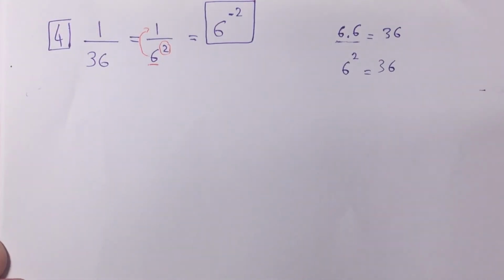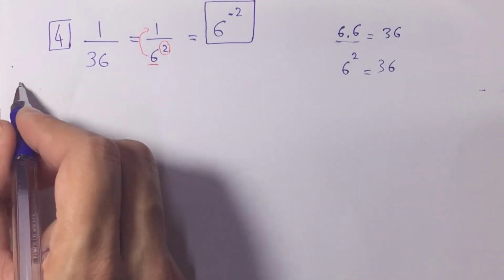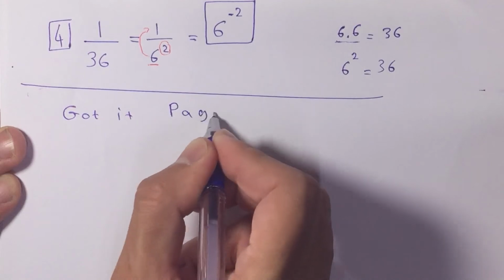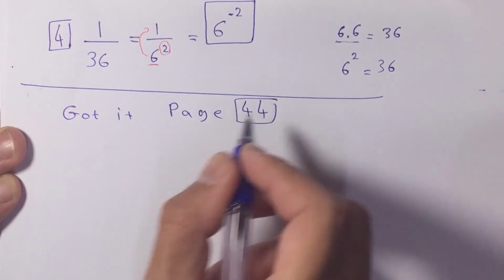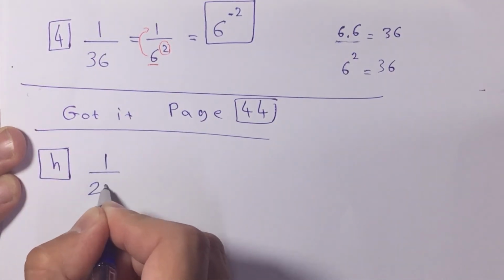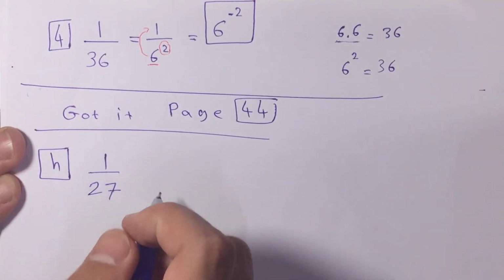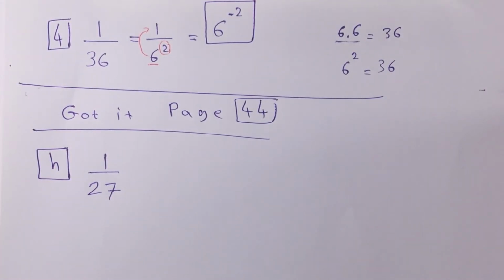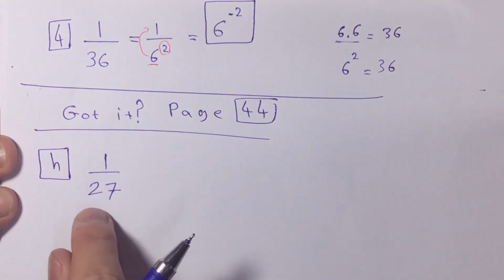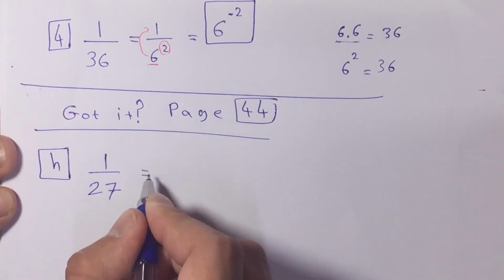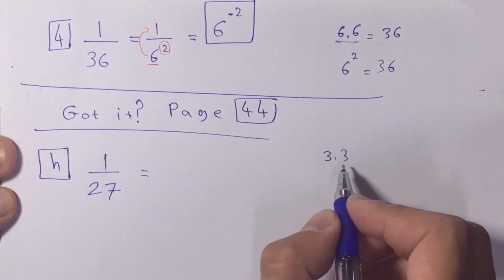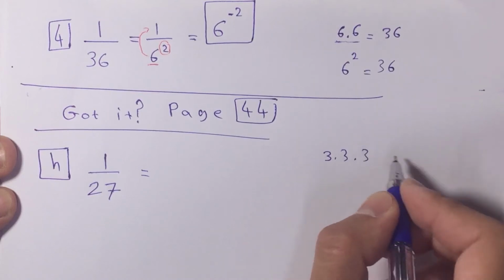Okay, now let's try part h from the same page, page 44. We will solve part h, which is 1 over 27. How can we represent this number in terms of negative exponents? Well, we do not have exponents yet. We can rewrite this 27 in terms of exponents. How can we do that? We know that 3 times 3 gives you 9, and 9 times 3 gives you 27.